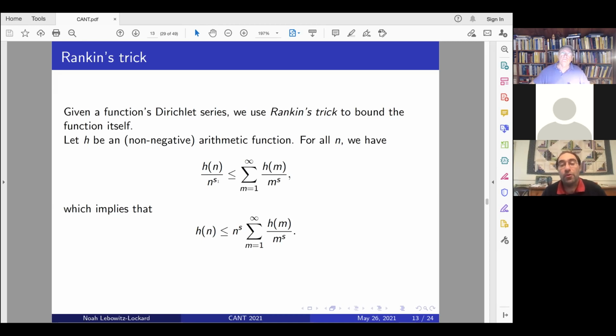Then we multiply both sides by n to the s, giving us H of n is less than or equal to n to the s times the Dirichlet series of H. And then we choose s to minimize this upper bound. So you have one variable that you can control in order to minimize the upper bound, and this just turns into an optimization problem. If the function is not as well understood as its Dirichlet series, you can use the Dirichlet series very effectively. This has been used for bounding all manner of functions over the past century or so since Rankin came up with this trick.